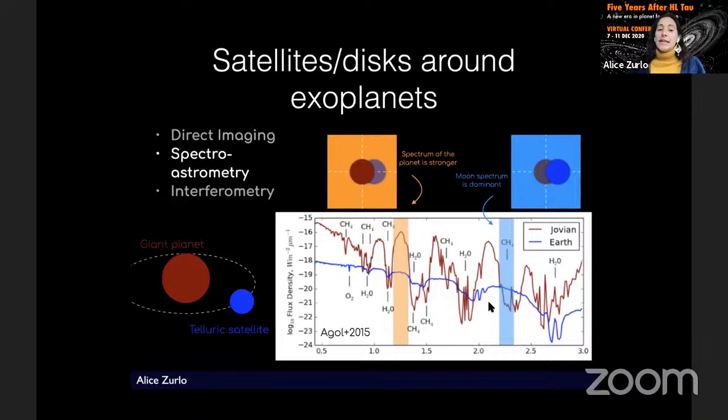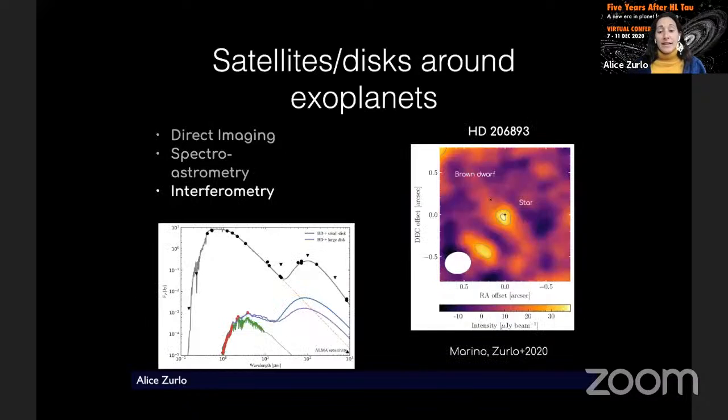But you can see here that this tiny shift is measurable, and this is an indirect way to detect exomoons. And the last technique that I will present, of course, is interferometry. So in the audience, there are many experts on ALMA. And here, of course, we are trying to detect the CPD. As I mentioned before, not really the planet, but we're trying to look for a disk around an exoplanet.